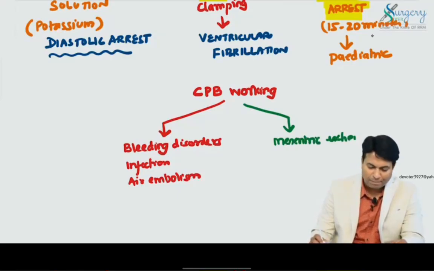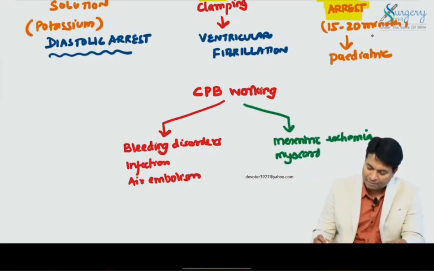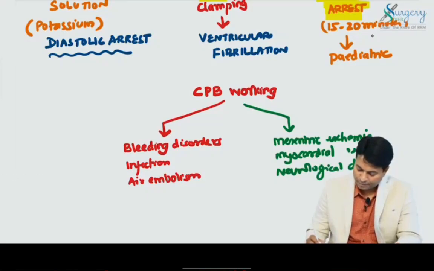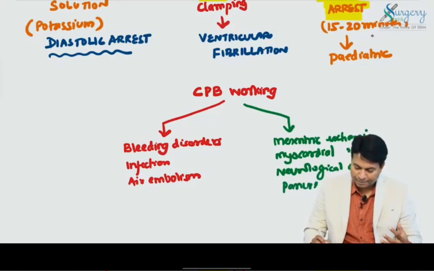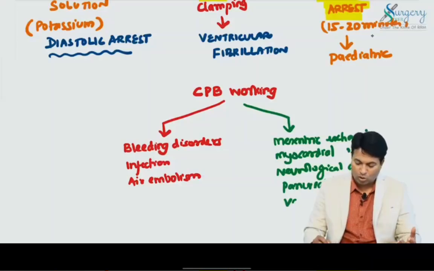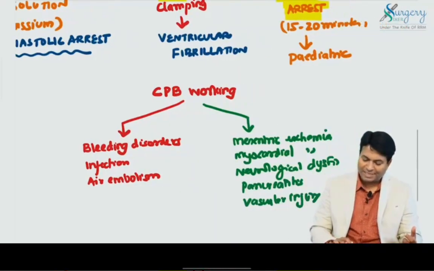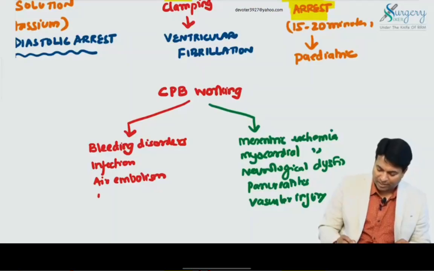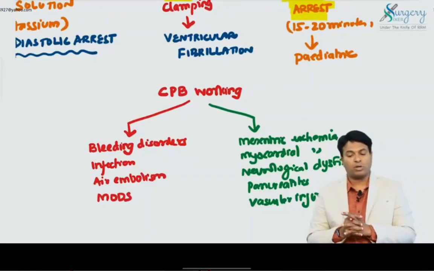Specific organs may lose their blood supply and develop mesenteric ischemia, myocardial ischemia, neurological dysfunction (CNS dysfunction), pancreatitis. All these are due to ischemia going to several organs, and vascular injury. Sometimes the patient may even develop multi-organ dysfunction syndrome, MODS. All these things can happen in a patient who is on the cardiopulmonary bypass machine.